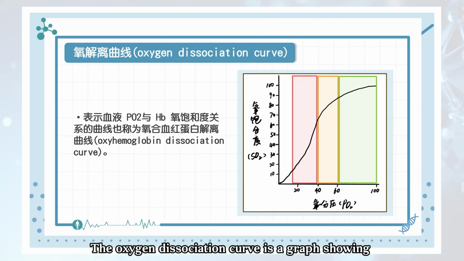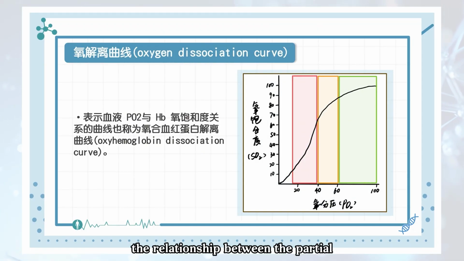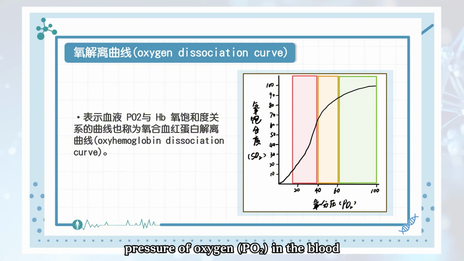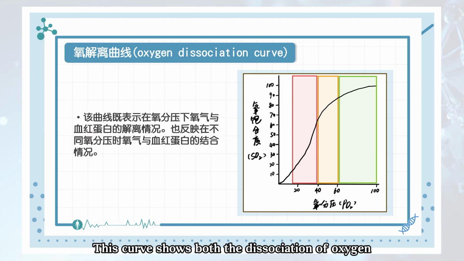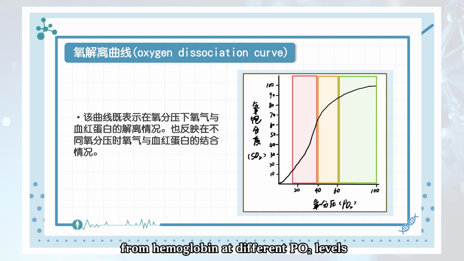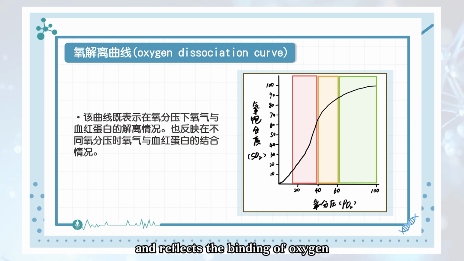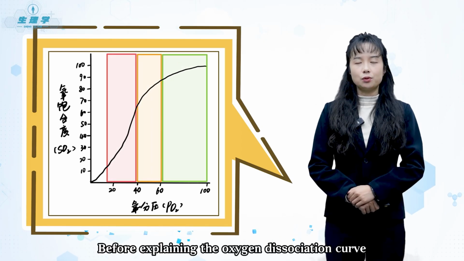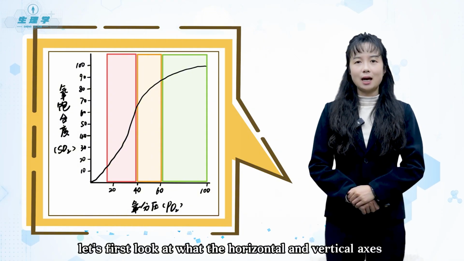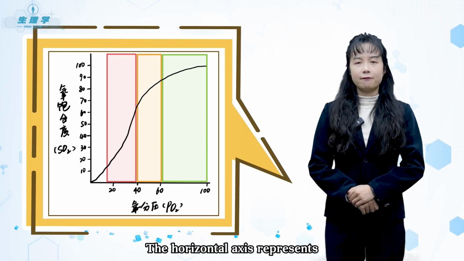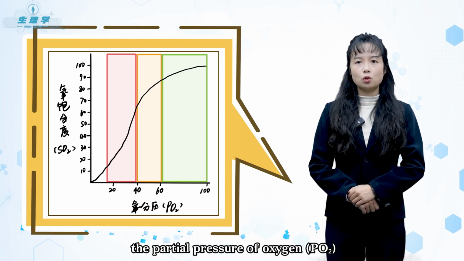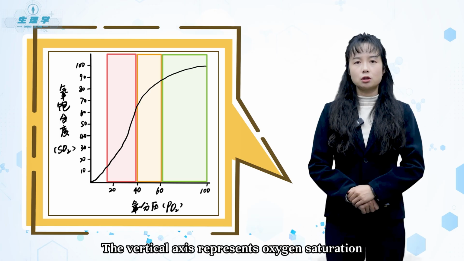The oxygen dissociation curve is a graph showing the relationship between the partial pressure of oxygen, PO2, in the blood and the oxygen saturation of hemoglobin. It is also called the oxyhemoglobin dissociation curve. This curve shows both the dissociation of oxygen from hemoglobin at different PO2 levels and reflects the binding of oxygen to hemoglobin at different PO2 levels. Before explaining the curve, let's first look at what the horizontal and vertical axes represent. The horizontal axis represents the partial pressure of oxygen, PO2. The vertical axis represents oxygen saturation.